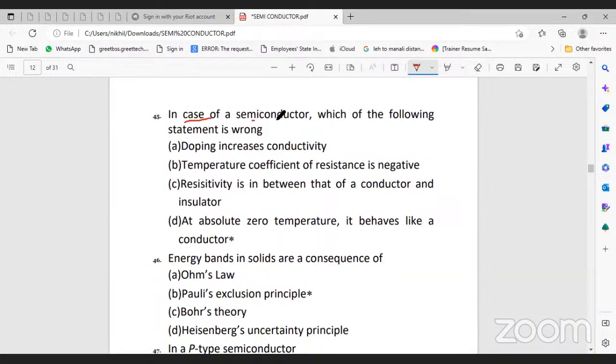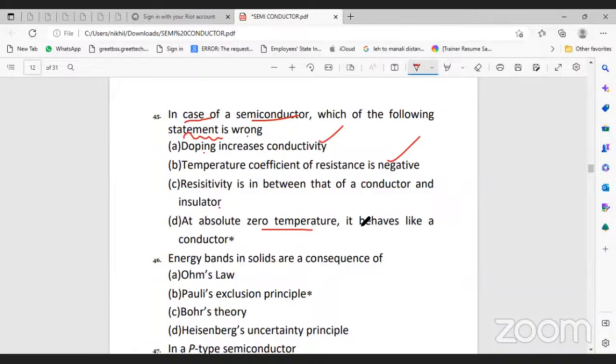In the case of a semiconductor, which of the following statements is wrong? Doping increases conductivity? Correct. Because if you add impurity to the semiconductor, the conductivity increases. Temperature coefficient of resistance is negative? Yes. In the case of a semiconductor, it is negative. Resistivity is in between that of a conductor and an insulator? Yes. Because a semiconductor is the one whose conductivity lies between that of a conductor and an insulator.